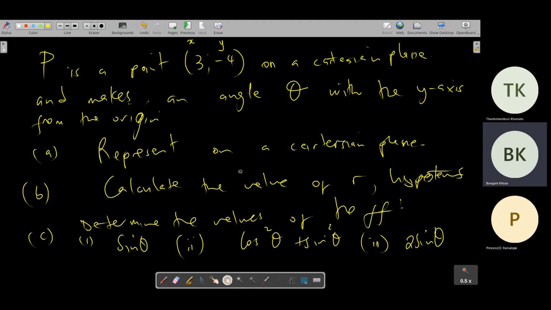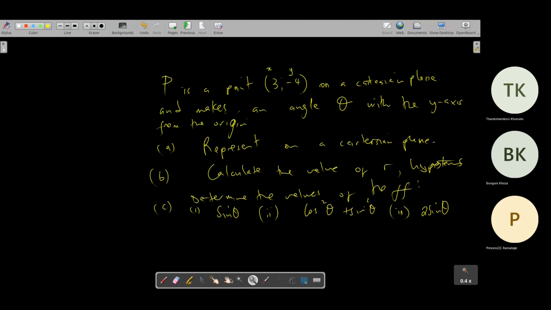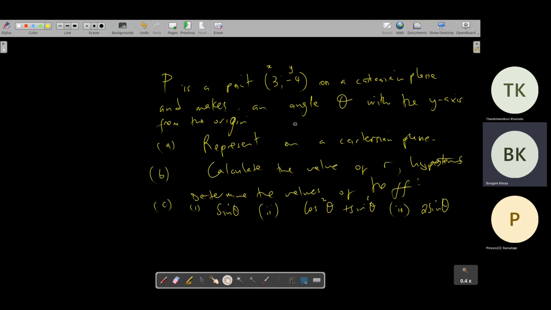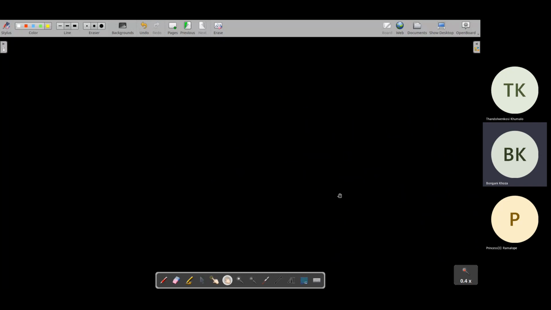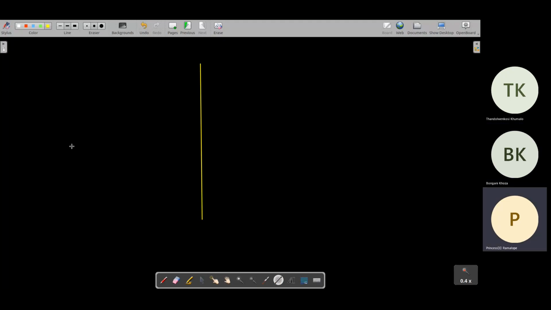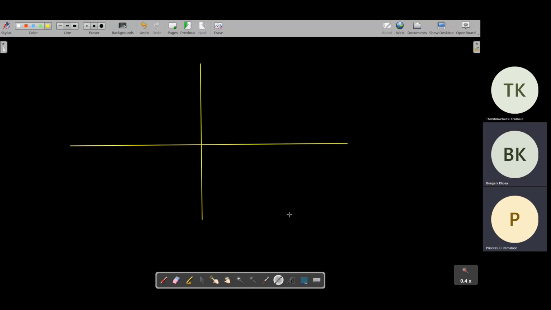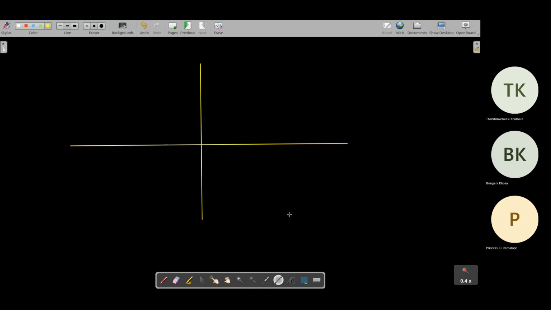So, right, let's try doing this one together. So firstly, we're told P is a point -3 and 4 on a Cartesian plane. So let's do that. So we're going to have a Cartesian plane. Are we still together? Yes, sir. All right.